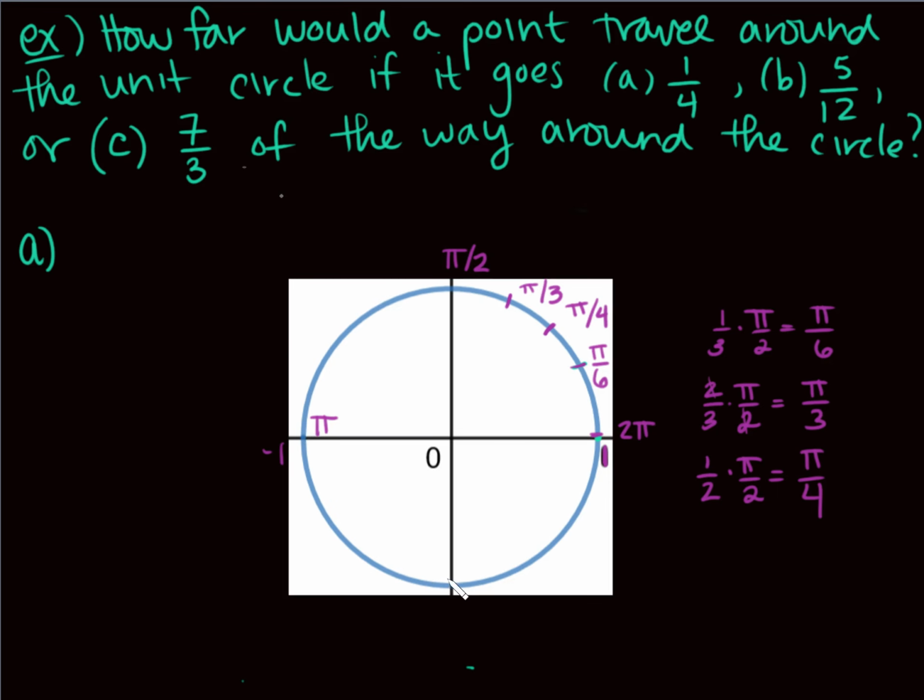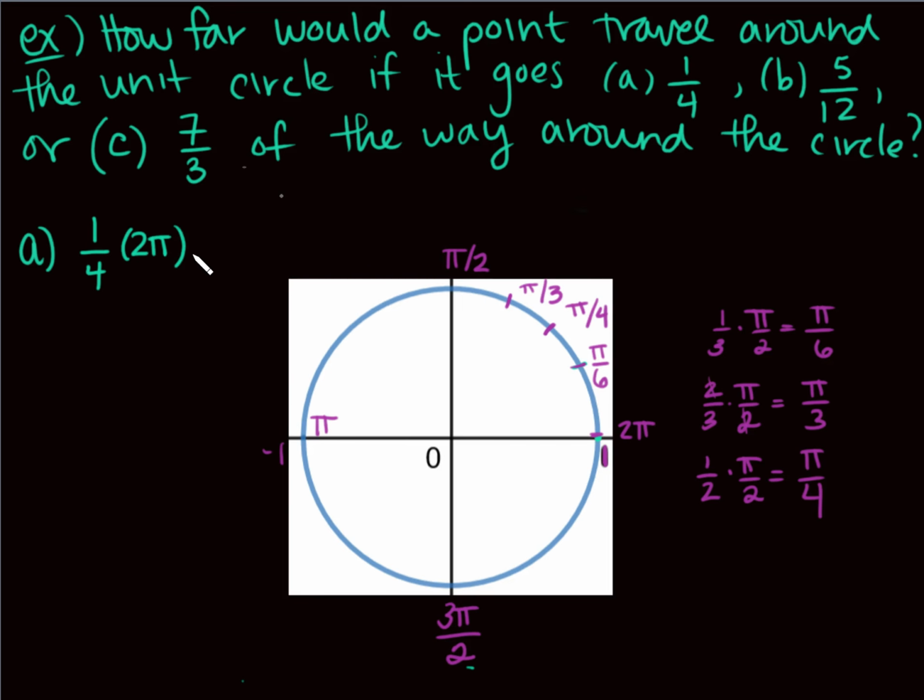If I add another half of pi, then I'm going to be at 1.5 pi's, which is 3 pi over 2. And then again, if I go another half, I'd have 4 pi over 2, which is 2 pi. So I want 1/4 of the way around the whole thing. In mathematics, "of" a lot of times means multiplication. So I'm going to take 1/4 of 2 pi.